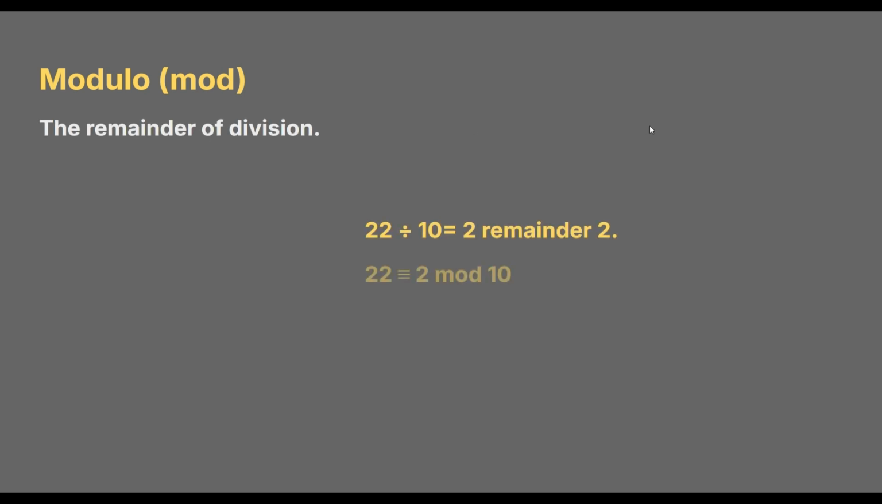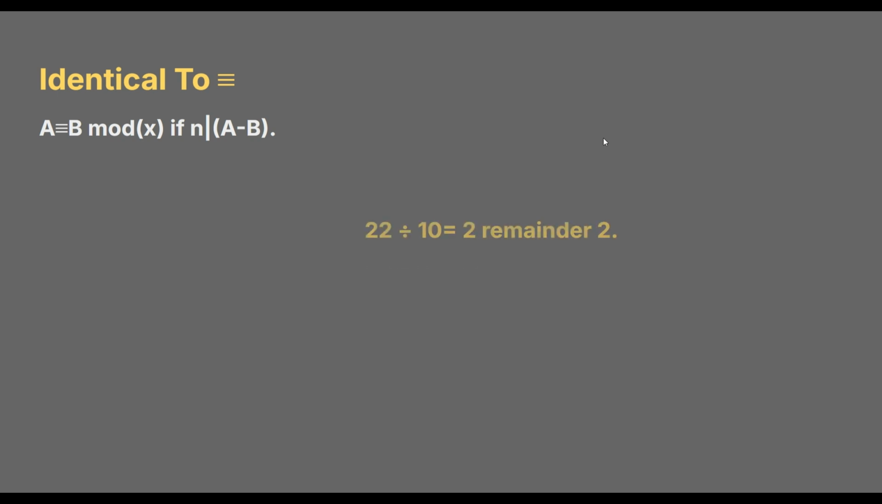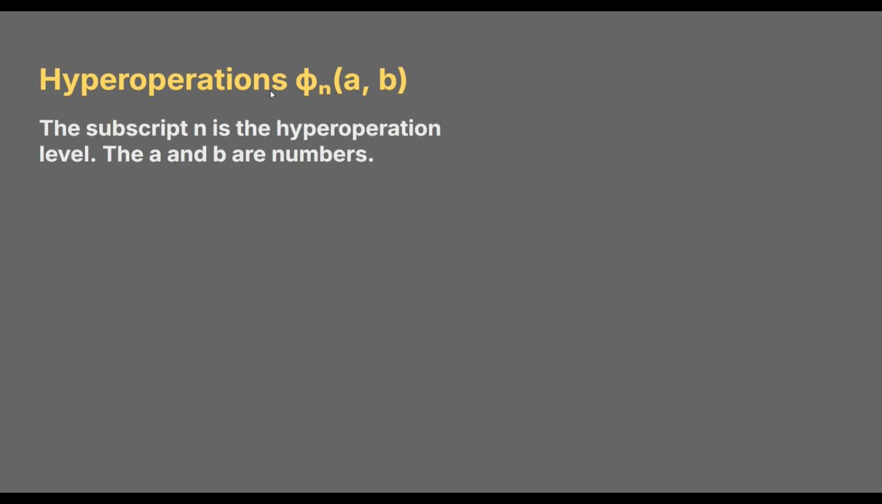Modulo, often abbreviated to mod, is the remainder of division. Identical to is used in modular arithmetic. Hyperoperations are denoted by this symbol set. The subscript is the hyperoperation level. The A and B are numbers.